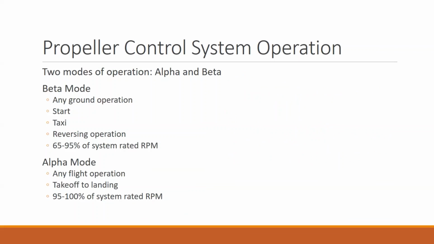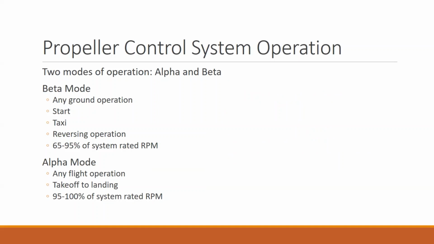It's used in flight. It's typically somewhere from a little bit above flight idle all the way up to max RPM. And then our beta mode is for our lower RPM areas, where it's for ground operation, starting, taxiing, and reversing. And here you can see that's from about 65 to 95% of RPM. Alpha mode's in that 95 to 100% of RPM.